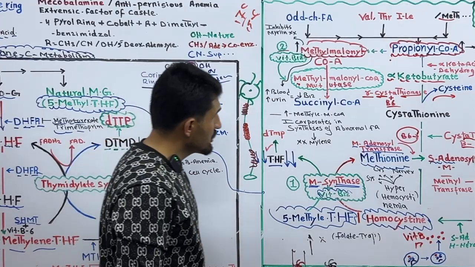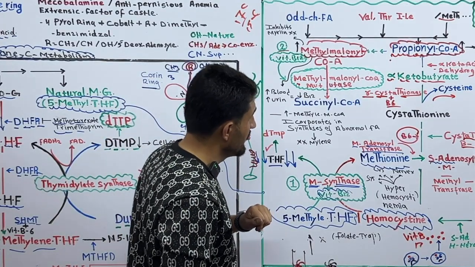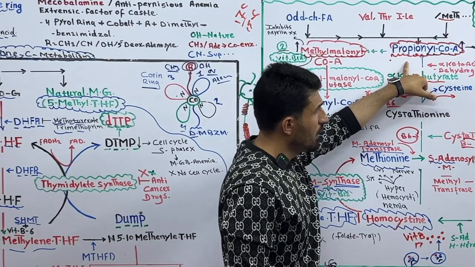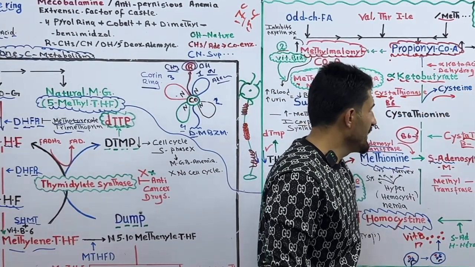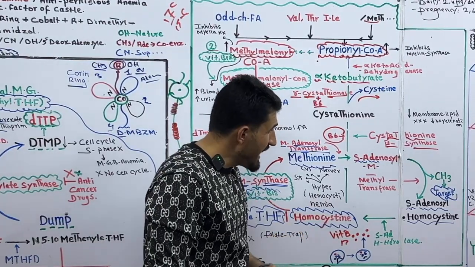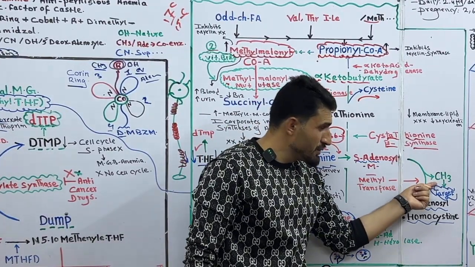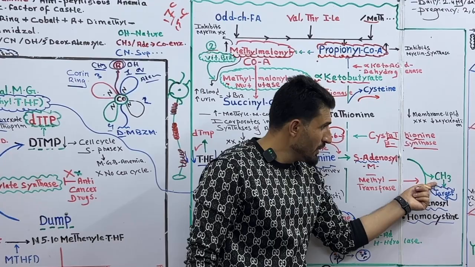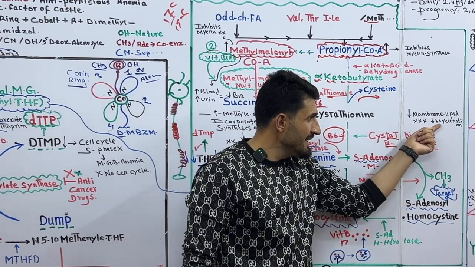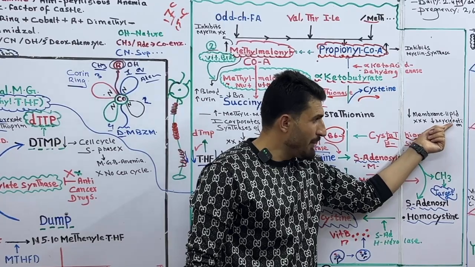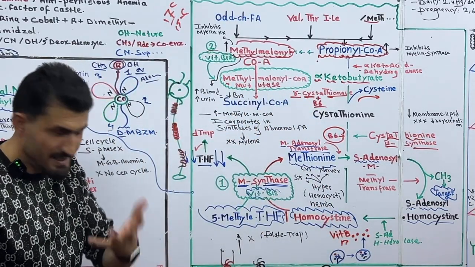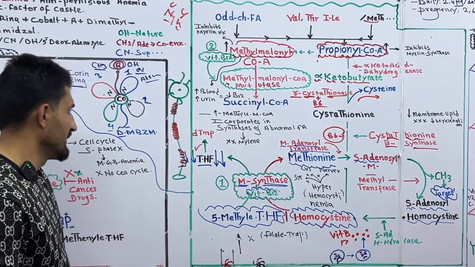Next one, come here. More propionyl CoA also inhibits myelin synthesis. Okay, this also inhibits myelin synthesis. The next idea: if we don't produce methyl groups, we cannot make myelin, and we cannot do the myelination process perfectly. Okay, this is another idea.